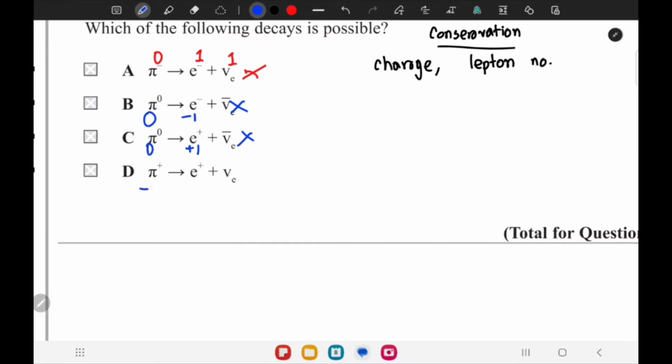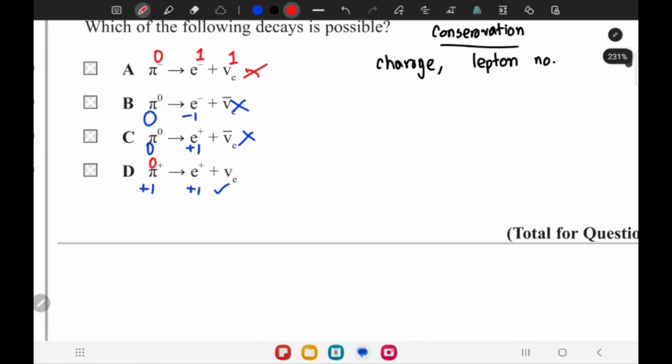Now for option D, we have a charge of plus 1 on the left and plus 1 on the right. So the charge balances out. Now if we think about the lepton number, we have a lepton number of 0 on the left. This is a positron, which has a lepton number of +1 and a -1. So the lepton number of an electron is +1, the lepton number of a positron is -1, and that of an electron neutrino is +1. So the lepton number on the left is 0 and on the right is -1 + 1, which is 0. So the lepton number also balances out. So D will be our answer.